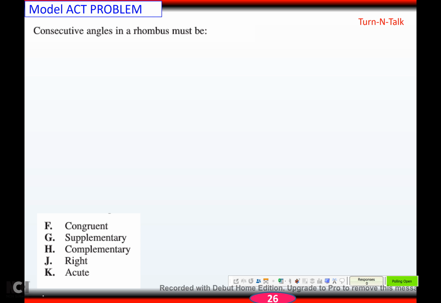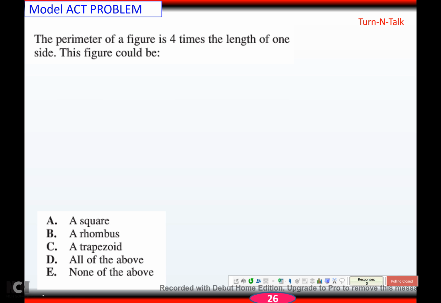Okay, try this one. Hit pause. Come back when you're ready. And hopefully you got supplementary. It says consecutive angles in a rhombus must be supplementary. Well, if you are a rhombus and all 4 sides are equal, and we're talking consecutive angles, well, this one is acute, this one is obtuse, and they've got to come out to be supplementary. It's part of the definition. Okay, try this one. Hit pause. Come back when you're ready.